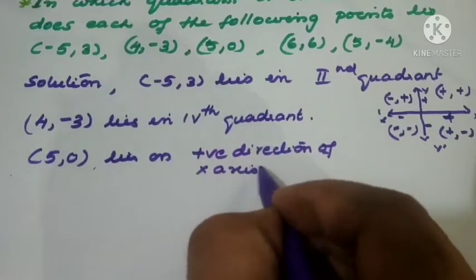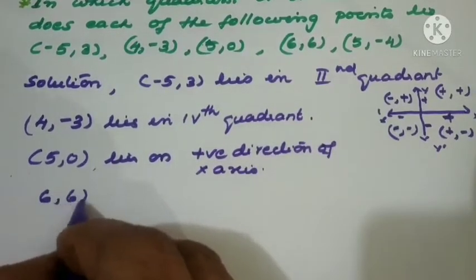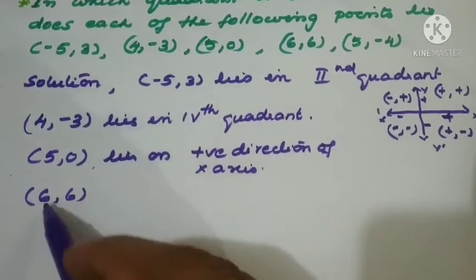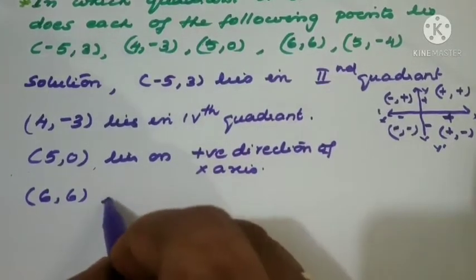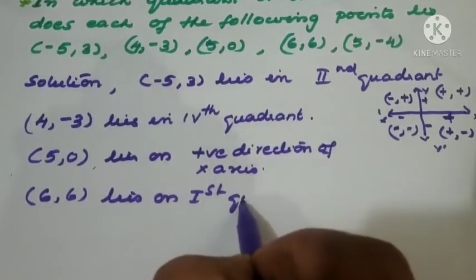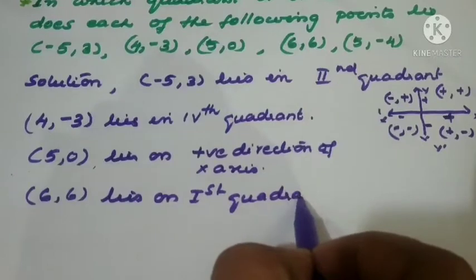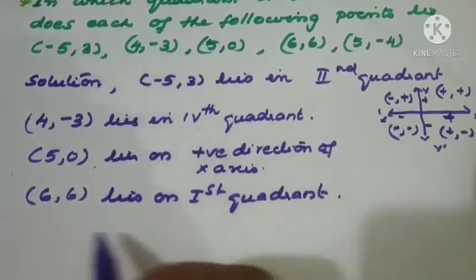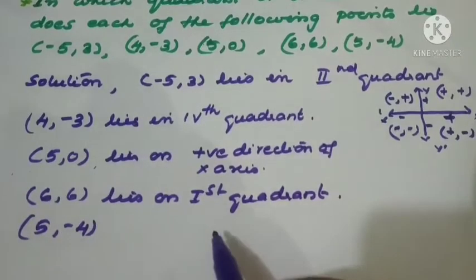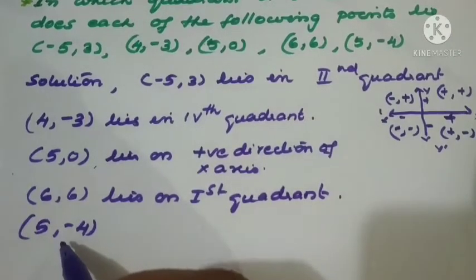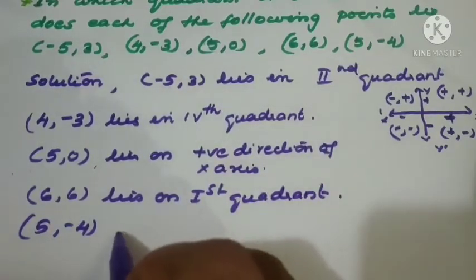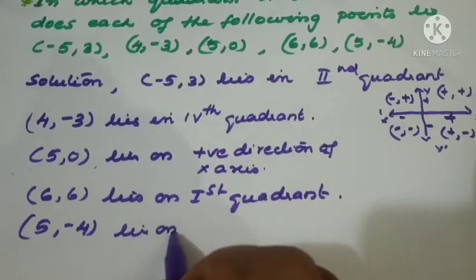What is the next question? (6, 6). Both the x value and y value are positive, so it lies on the first quadrant. What is next? (5, -4). That means a positive value and a negative value. So first is positive, then negative, so it lies on the fourth quadrant.